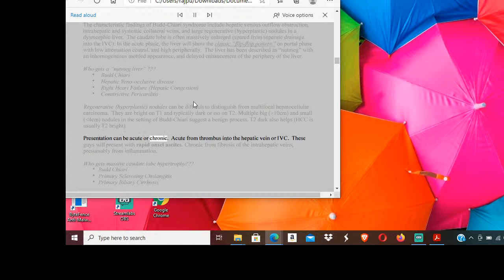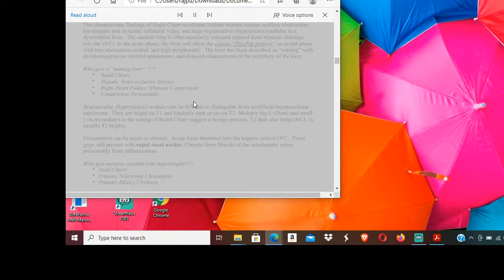Presentation can be acute or chronic. Acute from thrombus into the hepatic vein or IVC. These guys will present with rapid onset ascites. Chronic from fibrosis of the intrahepatic veins, presumably from inflammation. Who gets massive caudate lobe hypertrophy? Budd-Chiari, primary sclerosing cholangitis, primary biliary cirrhosis.